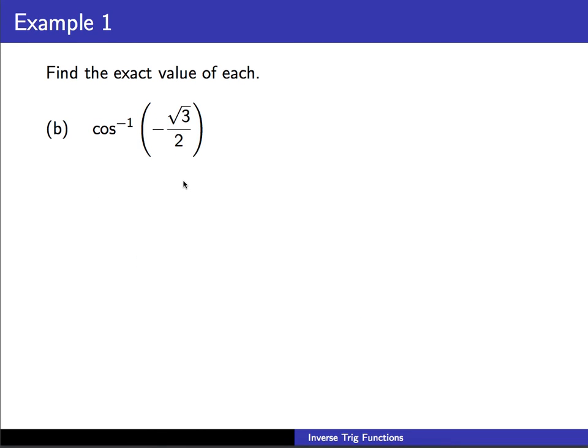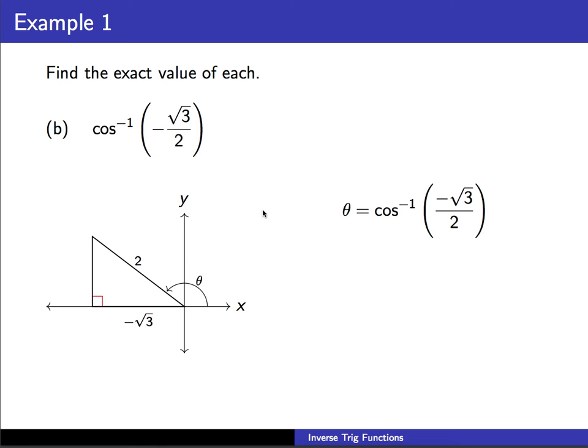Part B, we have inverse cosine of negative square root of 3 over 2. Again, this is asking us what angle, if we took the cosine of that angle, would give us negative square root of 3 over 2 in return. Because this is negative, and cosine is negative in the second quadrant, the terminal side of our angle is going to end up in the second quadrant. Cosine is x over r, so we have negative square root of 3 for x and 2 for r. So what angle would cause this to happen?